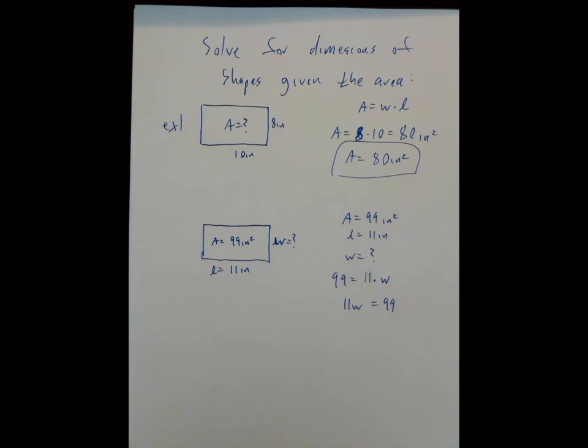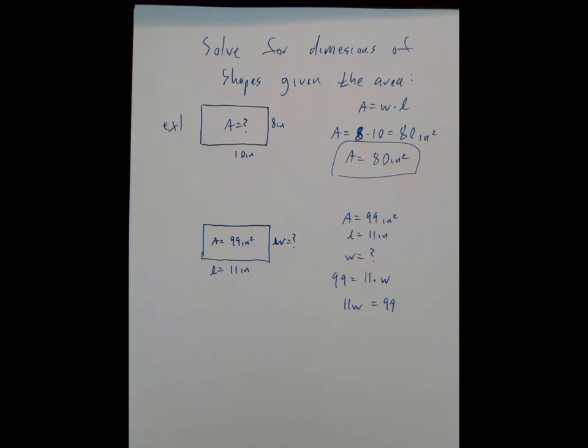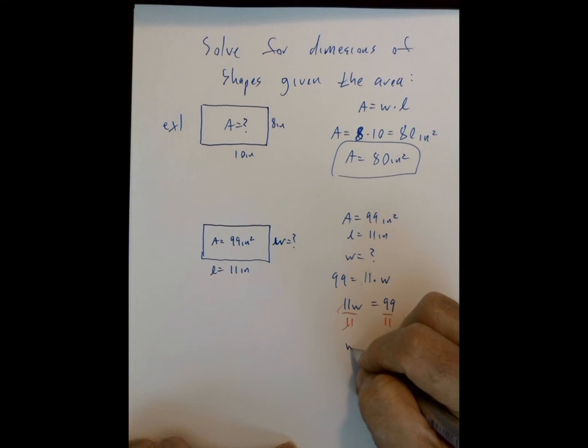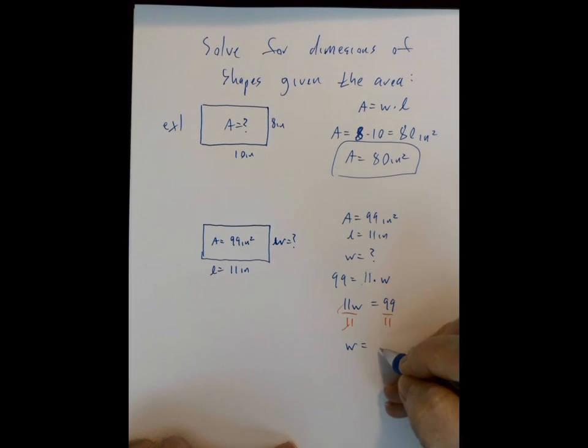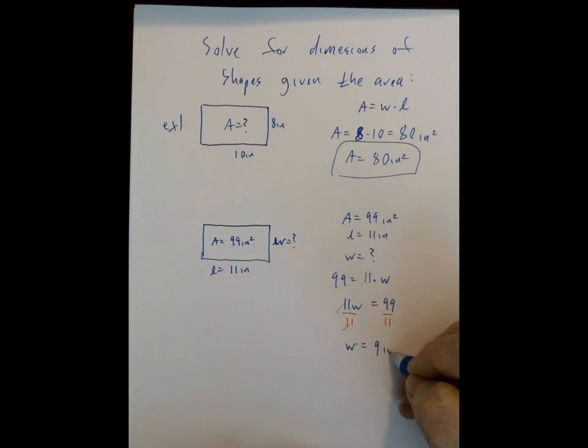to put it in algebra terms. 11 times W, we're going to write 11W. 99 we put on the right side because we're used to seeing the variable on the left. Now we just go ahead and solve the equation like we were just doing in a warm-up. We're multiplying by 11, so we divide by 11 on both sides. That cancels out, isolating the W there, and 99 divided by 11 is 9. And since the units are inches here, that's going to be 9 inches.